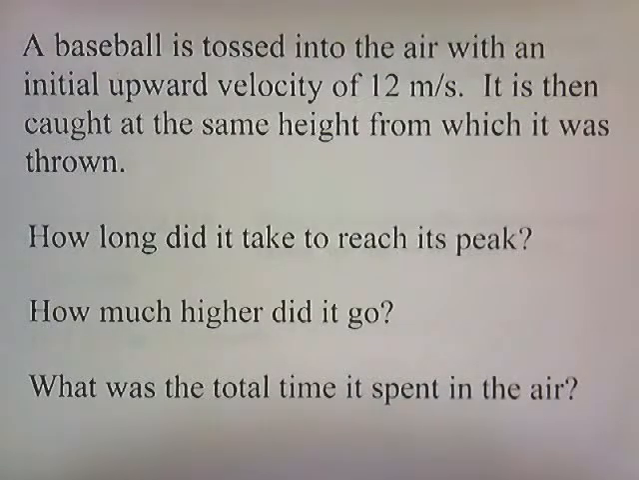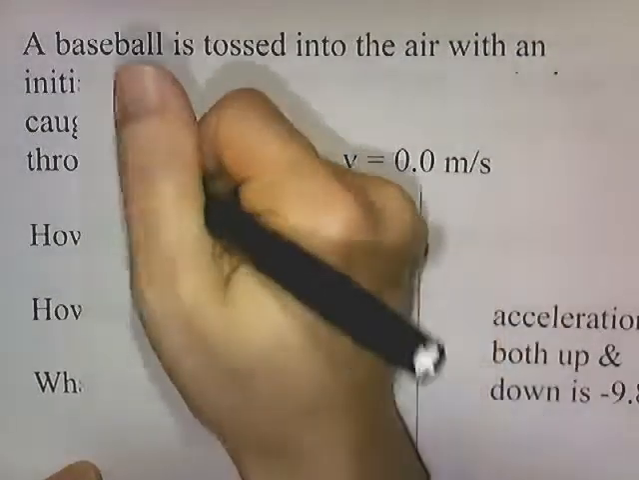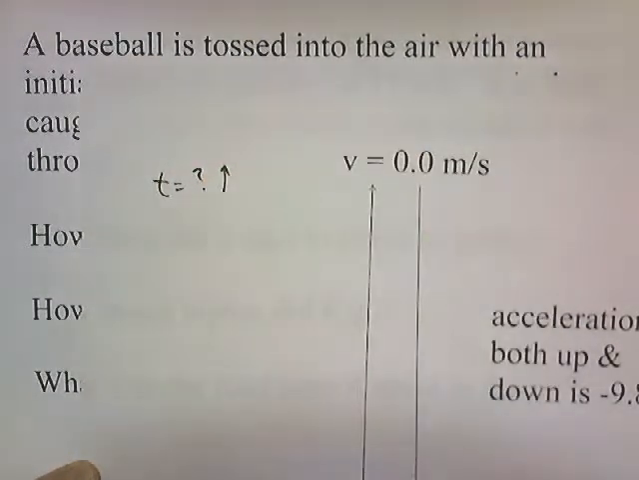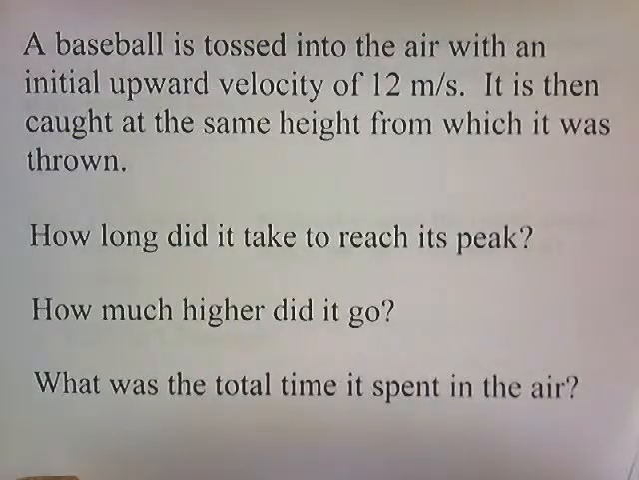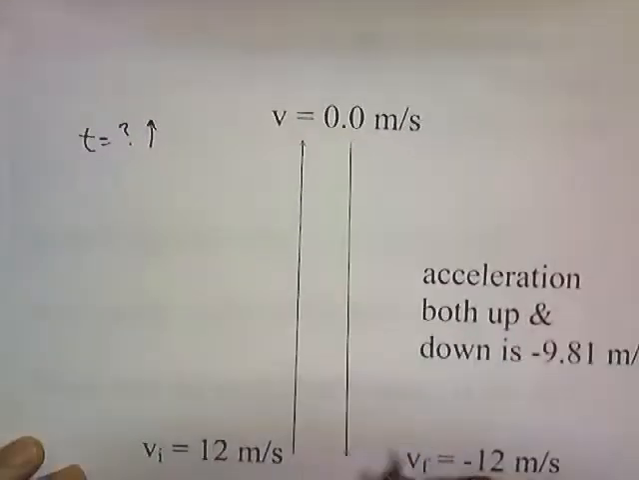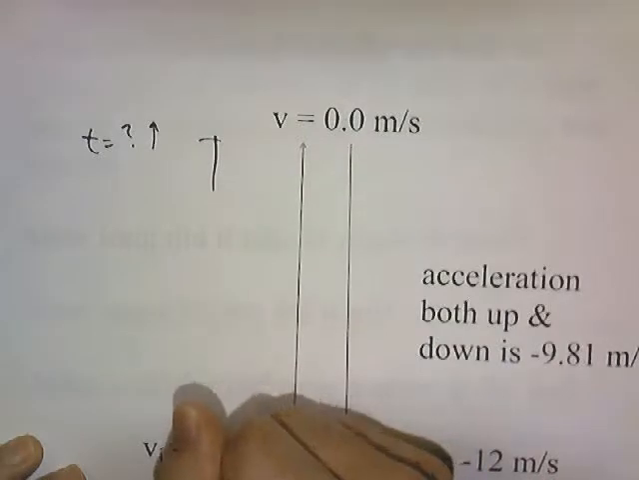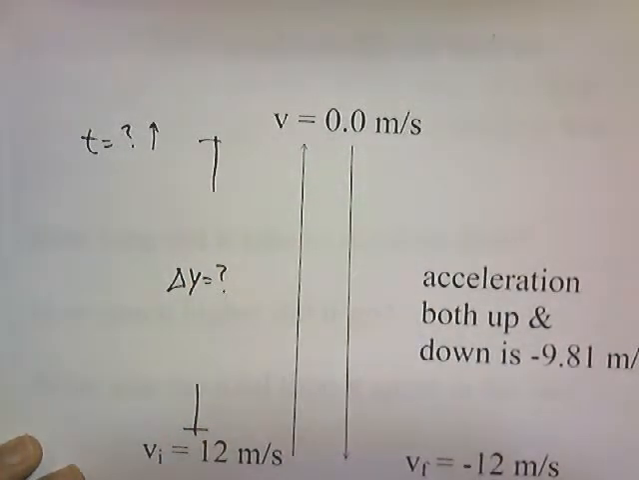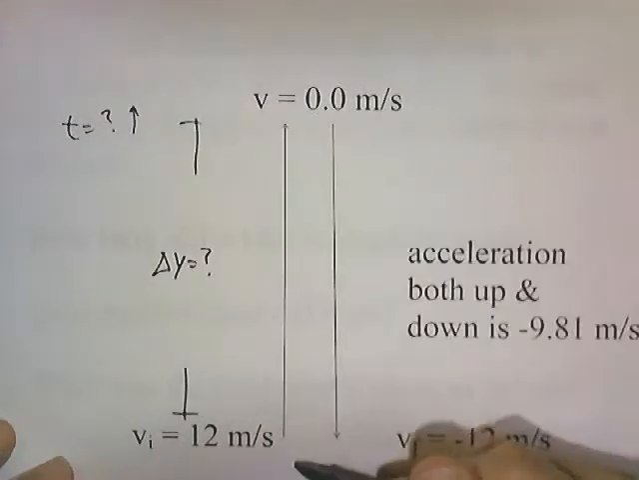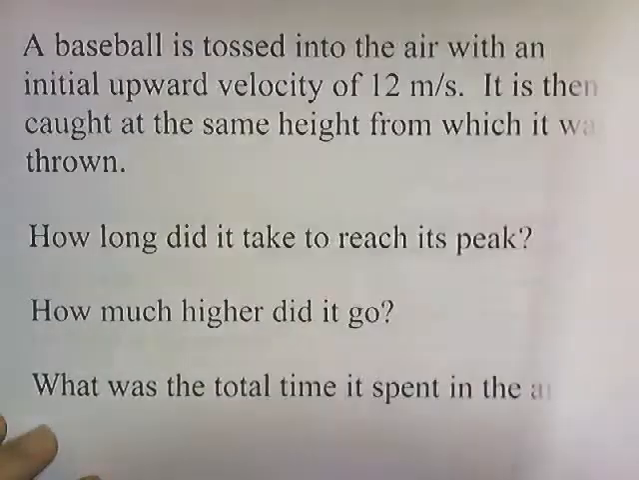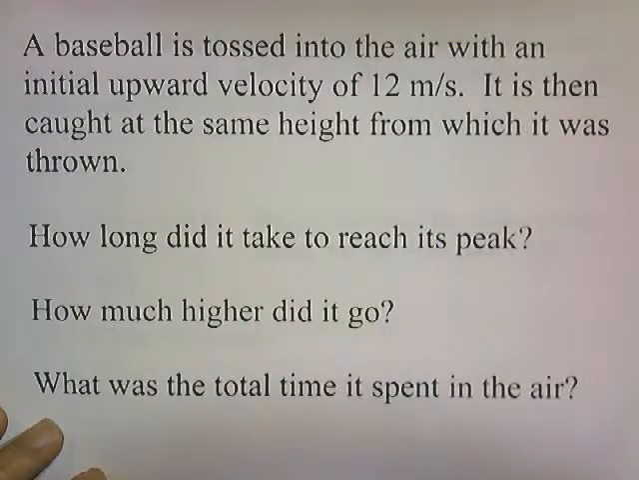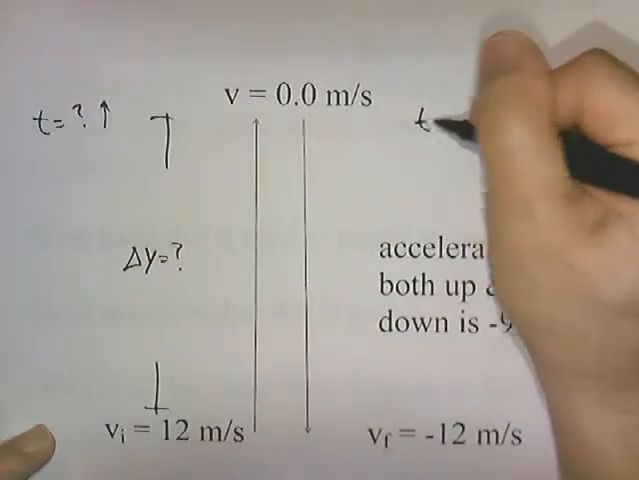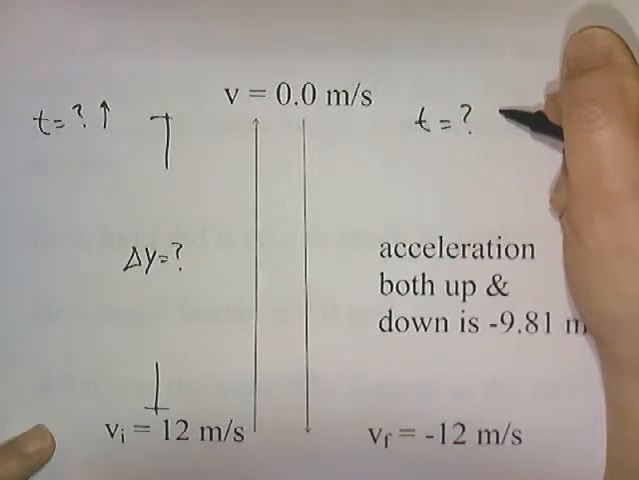So, how long did it take to reach the peak? We want to know the time it takes to go up. And then how much higher did it go? We want to know what vertical distance it covered when it went all the way up and reached the peak. And then what is the total time it spent in the air? So I guess we want to know both the time up and the time going down.